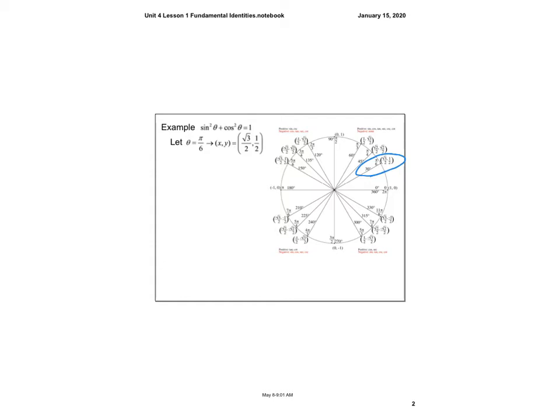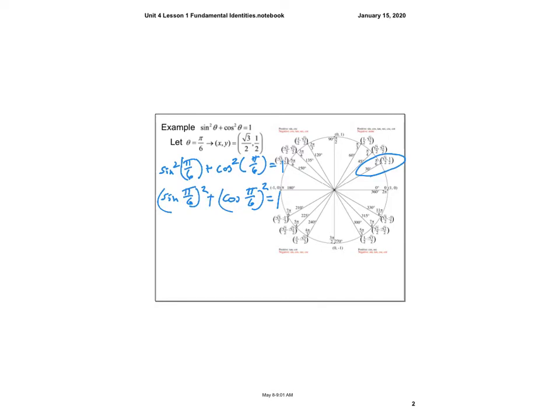So if I plug that in, you get sine squared, and theta we said is pi over 6, plus cosine squared of pi over 6, and that's supposed to equal 1. It's the same thing as saying the sine of pi over 6 squared plus the cosine of pi over 6 squared equals 1. So what is the sine of pi over 6?